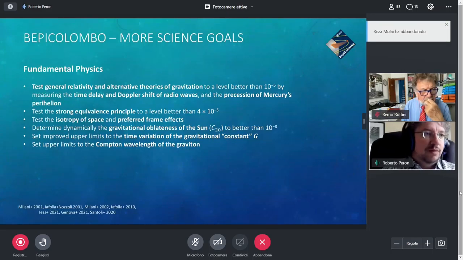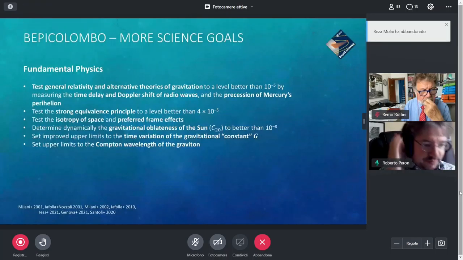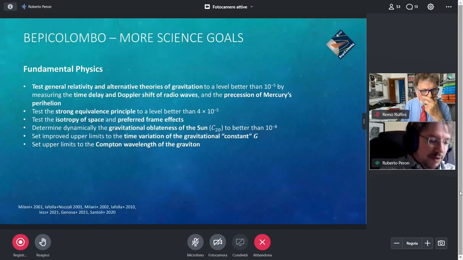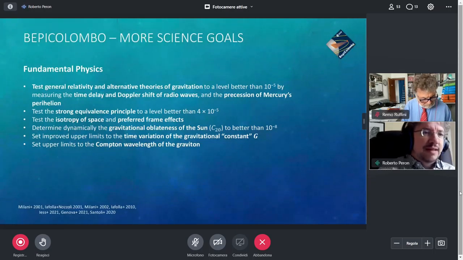Strong equivalence principle: we have a reduced three body problem, Mercury, Sun, and spacecraft. And so the spacecraft and Mercury are falling together in the gravitational field of the Sun. Then other tests, and we have already learned a lot of things from the previous presentation.